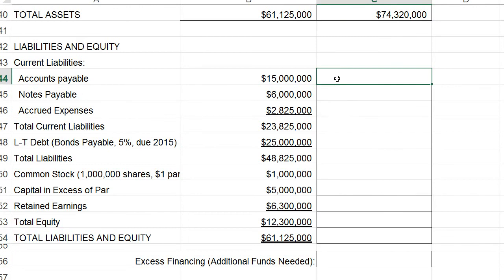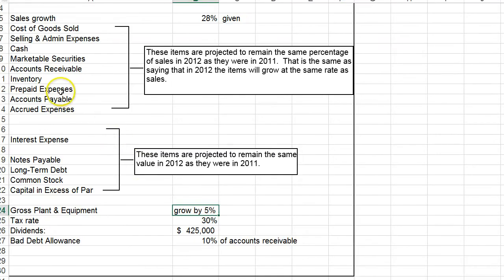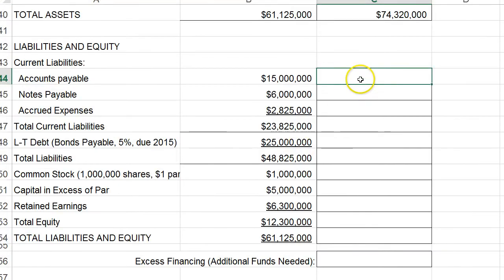Okay, so accounts payable. Let me check our assumptions. Accounts payable and accrued expenses are going to grow at the same rate, but notes payable, long-term debt, common stock, capital in excess of par, and interest expense will remain the same. Knowing those assumptions, I can grow this account by 28%. Notes payable is going to remain the same.